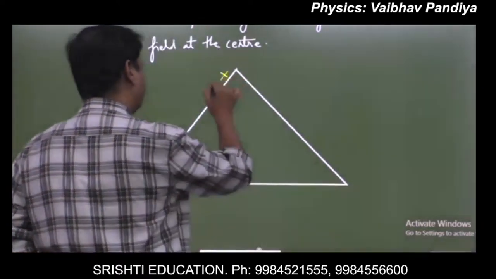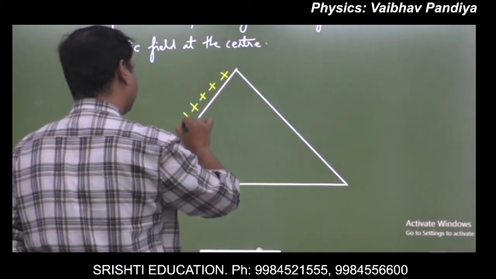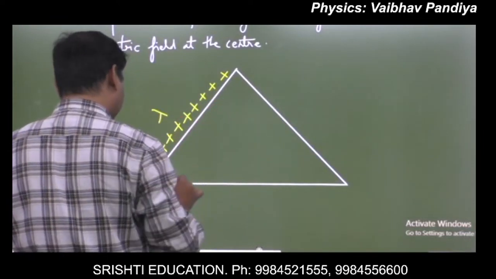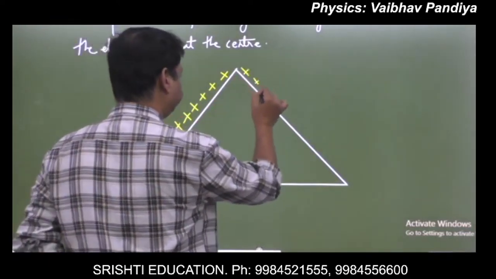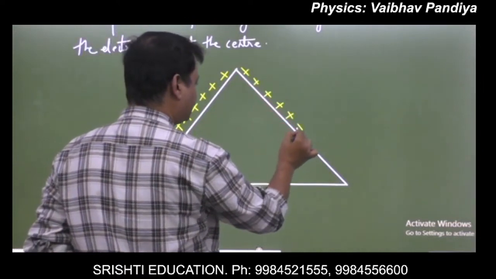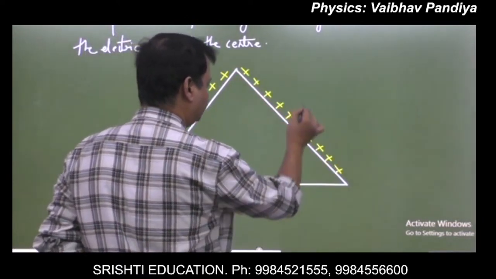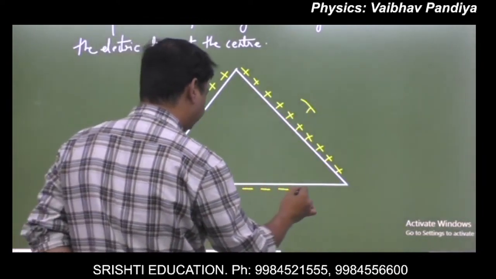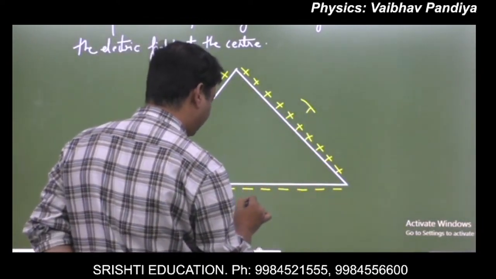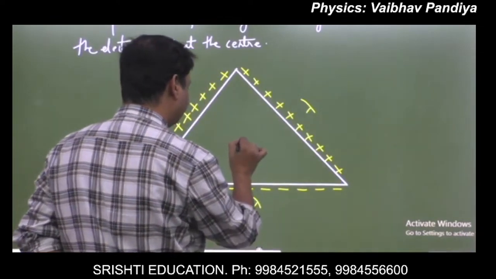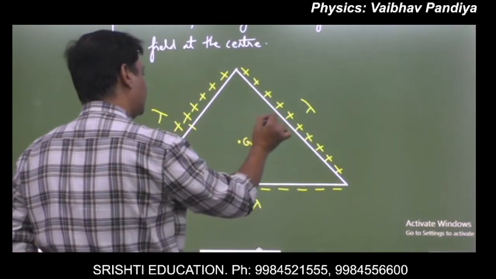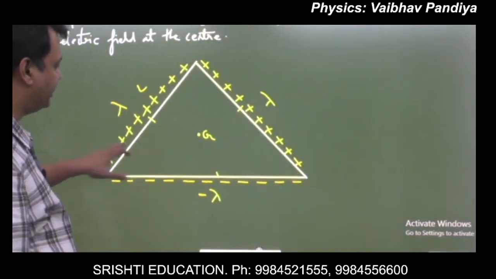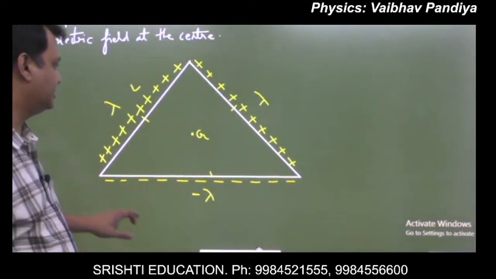Say the first one is positively charged. This is a rod with a density lambda. The second one is also positively charged, again with a density lambda. And the third one is negatively charged, say with a density minus lambda. And this is the center, and the side of the triangle is L. And we have to find what will be the electric field at the center of the triangle, okay?